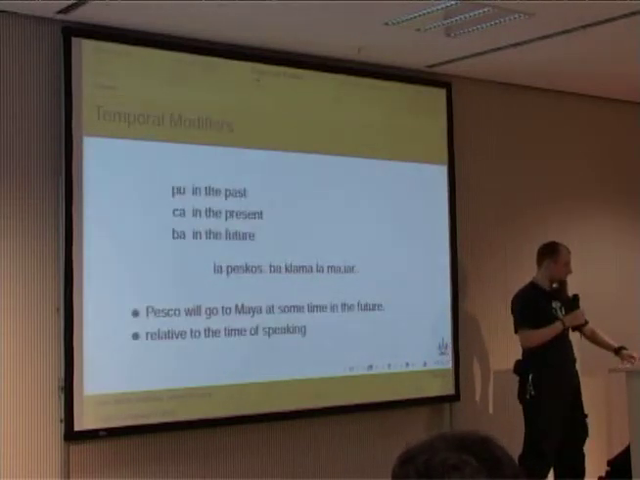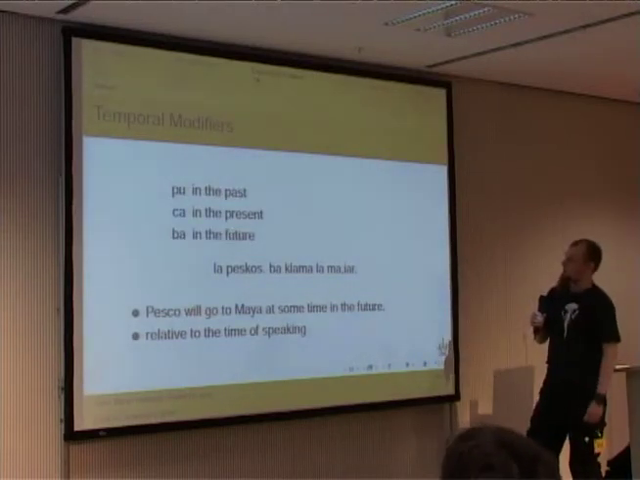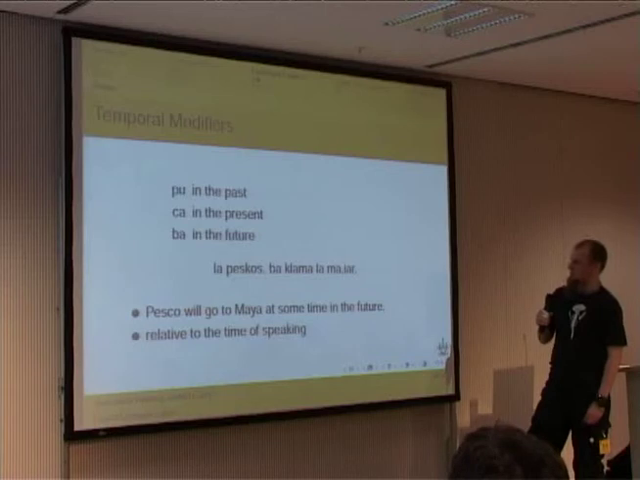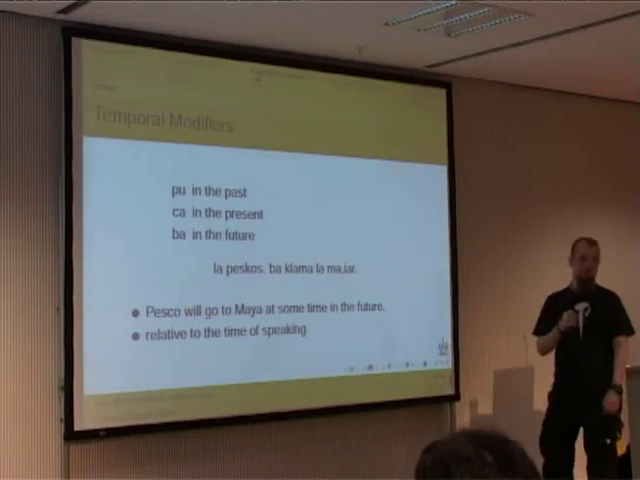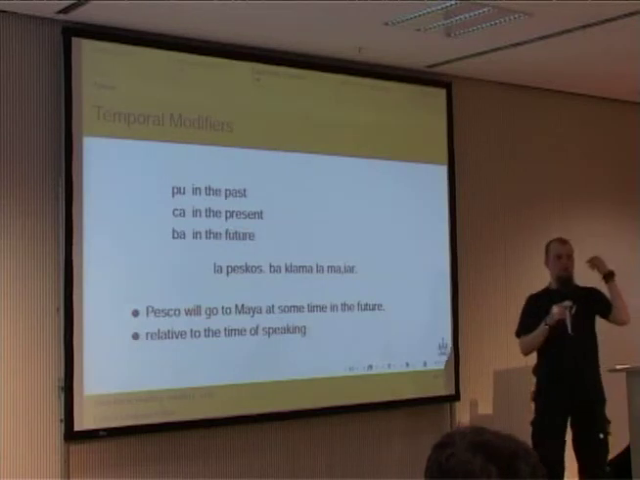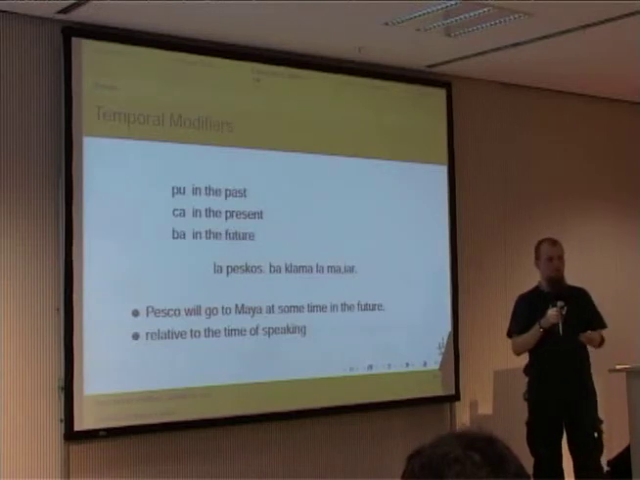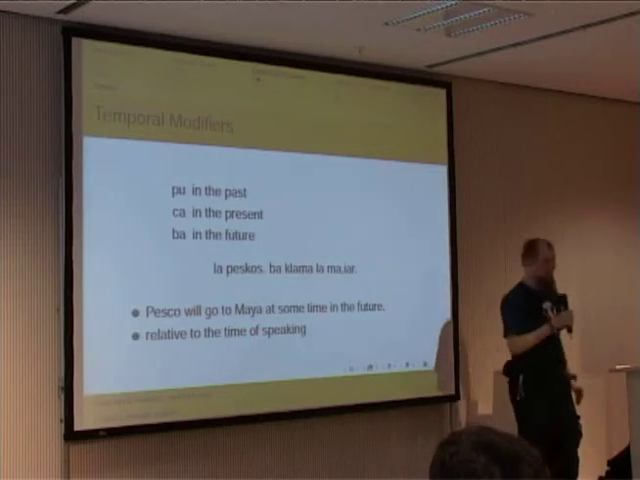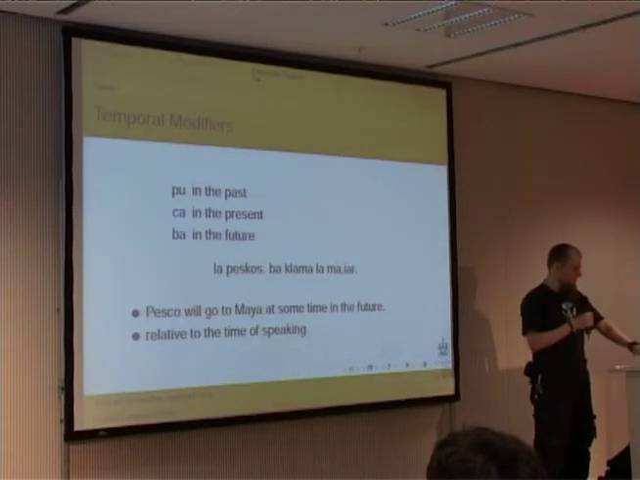So, as an example, let me tell you the basic temporal modifiers. Pu for past, ca is present, and ba is future. So if I say la pesko ba klama la maya, it means that I will be going to Maya at some point in the future. It doesn't say specifically very soon or very, very late. It just says it's in the future with respect to the point of time at which I'm expressing this. So when I say it now, it means tomorrow or something, and if I say it tomorrow, it means the day after or whatever.